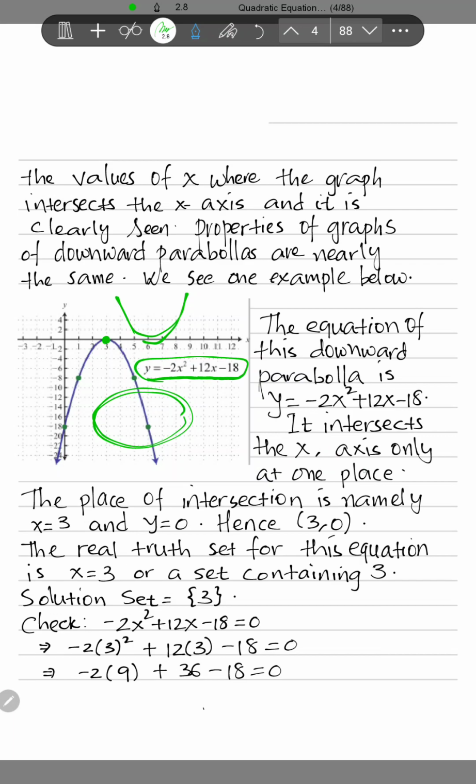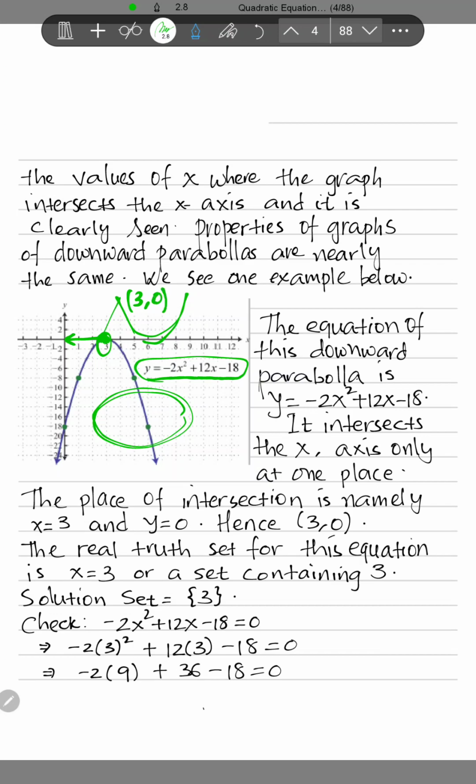It intersects the x-axis only at one place. The place of intersection is namely x equals 3 and y equals 0. Here is the x-axis, and x is equal to 3. What about the value of y at exactly this point? Look up here: y is equal to 0. This point of intersection is x equals 3, y equals 0.